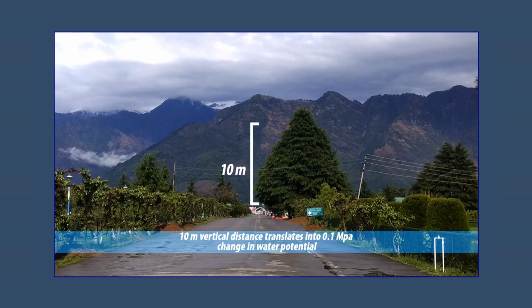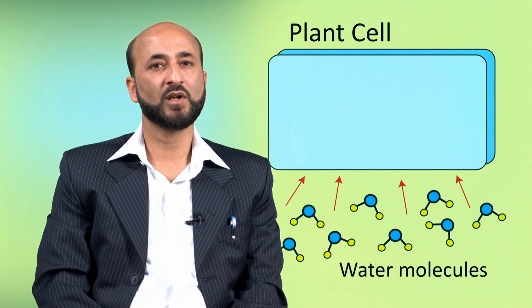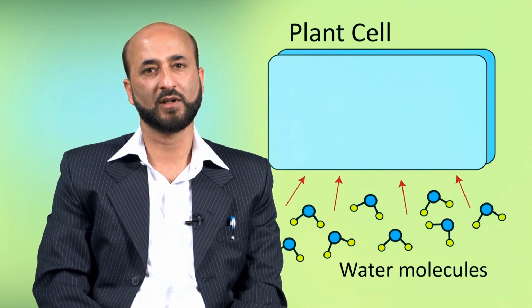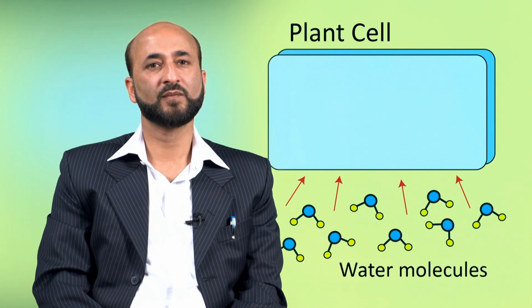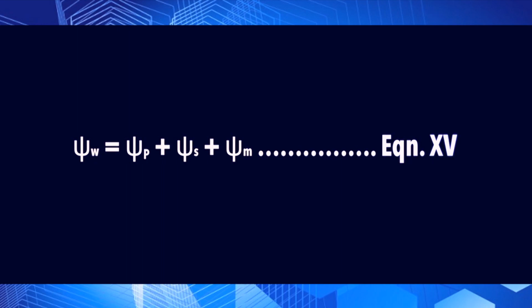That means a vertical distance of 10 meters translates into a 0.1 megapascal change in water potential. At cellular level, the gravitational component is generally ignored because it is negligible as compared to the osmotic potential and the pressure potential. Thus, in these cases, the aforementioned equation can be again simplified as follows: psi w is equal to pressure potential plus solute potential plus matric potential, because the gravity potential is negligible.